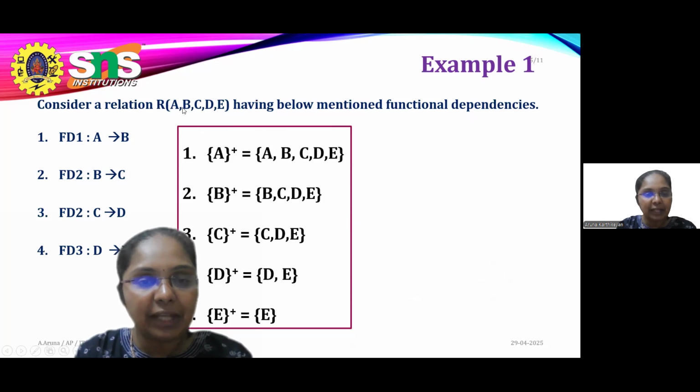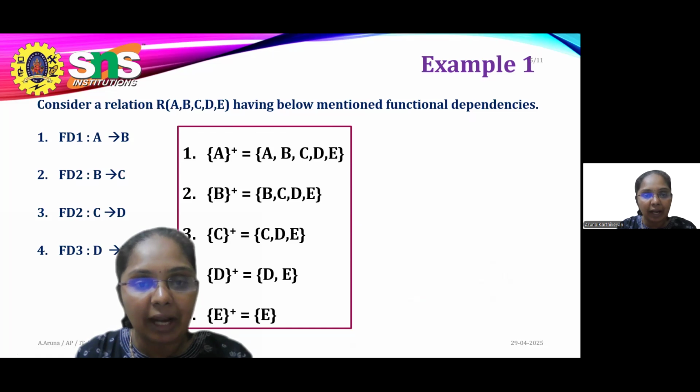So first I am going to take the singleton attributes, single subsets, that is A closure, B closure, C closure, D closure, and E closure. If I want to calculate the A closure, whatever element is present on the left hand side, I have to place the same thing on the right hand side. This is a shortcut.